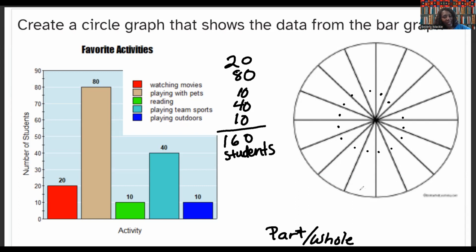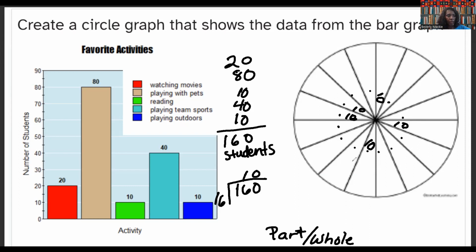So it has to represent 160 students. Let's take the 160 students and divide it by the 16 sections that we have, and that would equal what? 10. Right? So each section that we have here is worth 10, will represent 10 students. Just make sure you understand. Each one is 10. Wherever I go, each one is 10, okay?